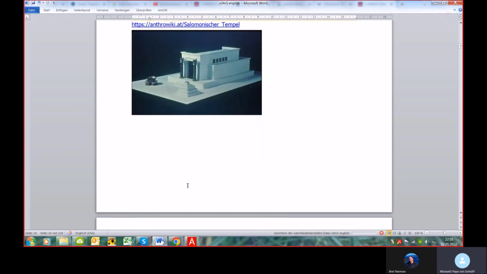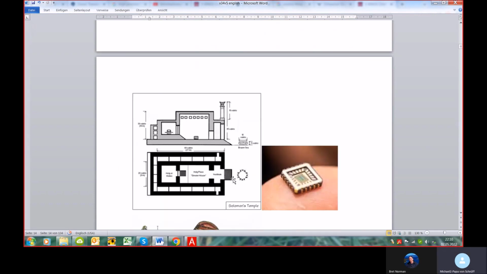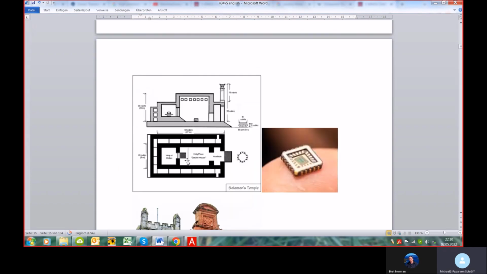When you look at the Temple of Solomon, the house of the Lord, it's like a rectangular building with two pillars in the front. Yeah, Jachin and Boaz, like World Trade Center 1 and 2, for example. And you got the altar and you got the Holy of Holies inside, where only the high priest is permitted to pass. And also the Holy of Holies is like a square.